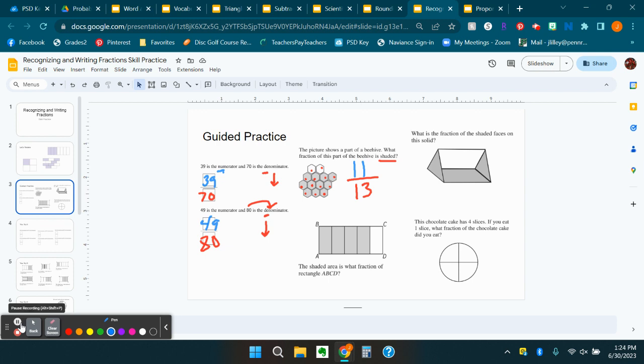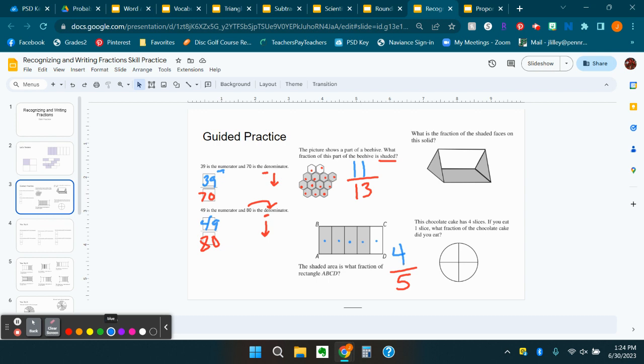Let's take a look at the next example. Again, they have a bunch of rectangles, and they want to know the shaded area is what fraction of the rectangle. So first we're going to count up the total number of rectangles. 1, 2, 3, 4, 5. That number is going to go in our denominator because it's the total. And out of those 5, 4 of them are shaded. 4 out of 5 are shaded. That makes sense.